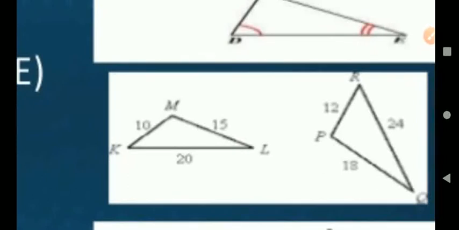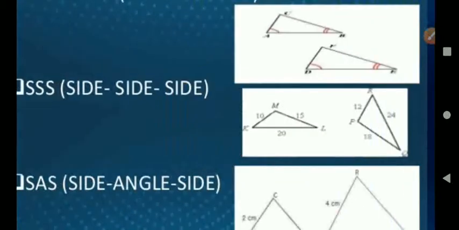Now consider here 10 upon 12, this ratio, 15 upon 18, 20 upon 24. If you consider the ratios, you will get the same ratio. Divided by 2, you will get the same ratio, and therefore the triangles are similar by SSS criteria.